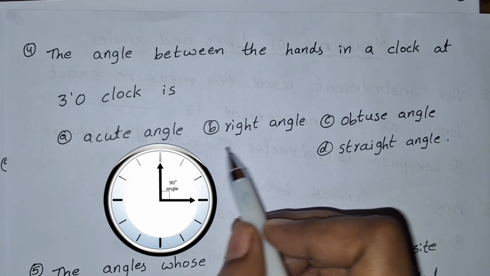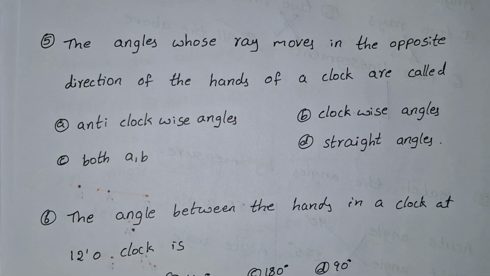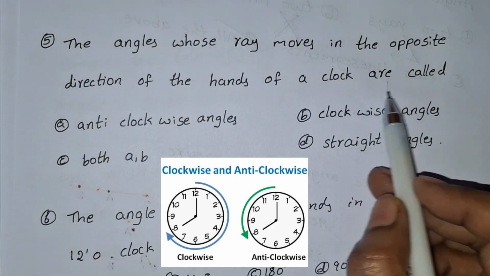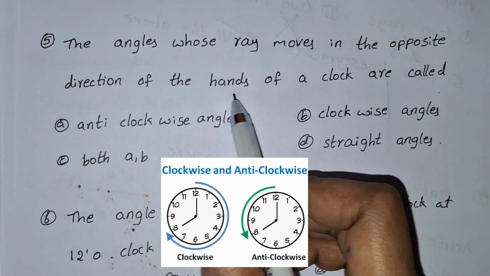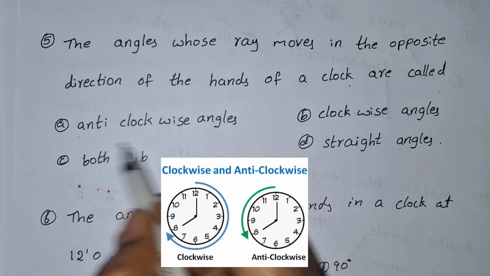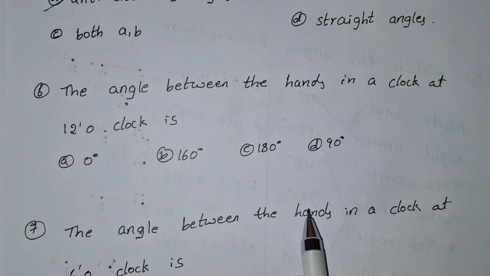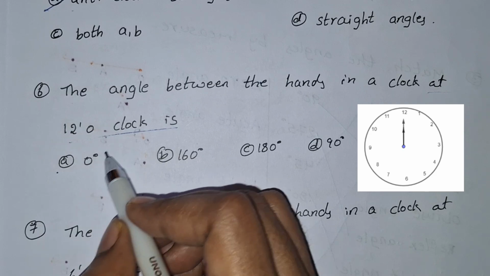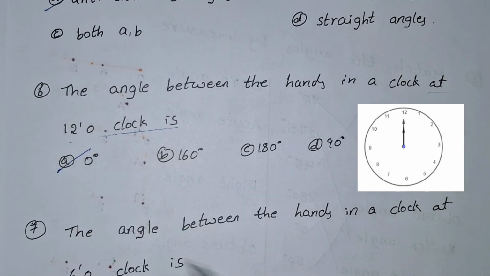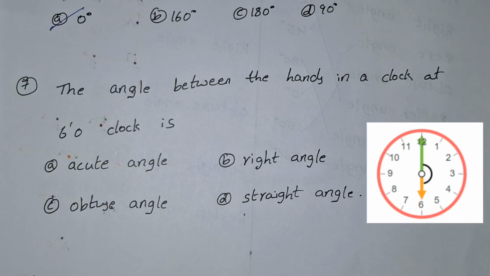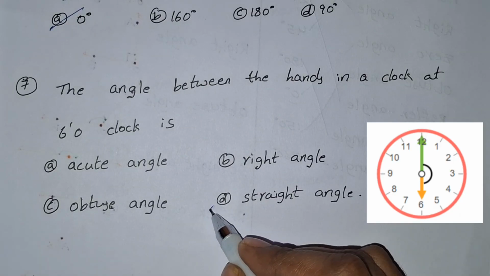At 3 o'clock, right angle is formed. The angles whose ray moves in the opposite direction of the hands of a clock are called, those angles are called anti-clockwise angles. The angle between the hands in a clock at 12 o'clock. At 12 o'clock, the angle is 0 degrees. The angle between the hands in a clock at 6 o'clock. At 6 o'clock, straight angle is formed.